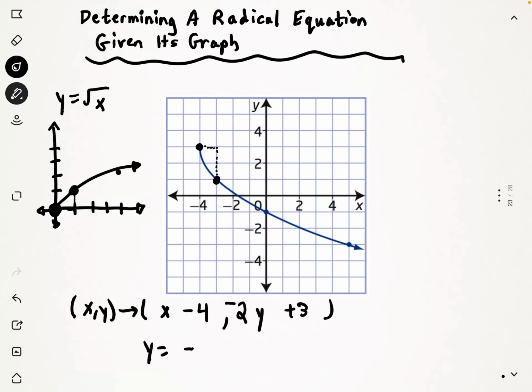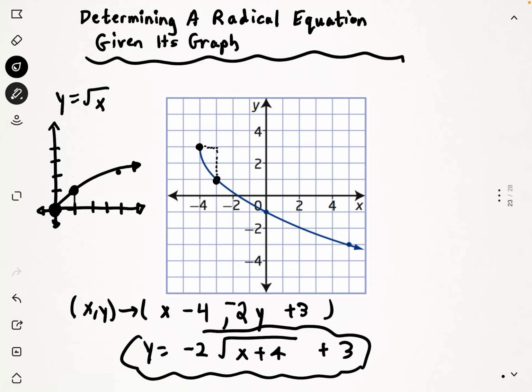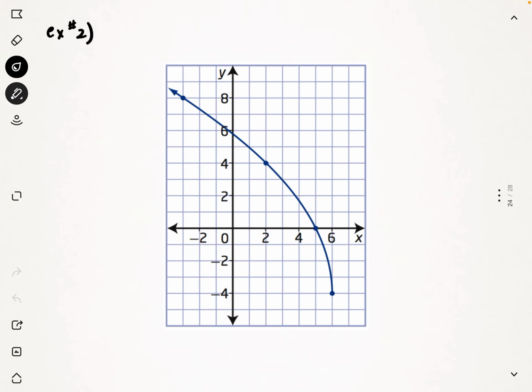Once you have your mapping notation done, you can make your equation. It's going to look something like this right here. And you can check your work by putting this into Desmos and seeing if you get the graph which is given to you in the center right here. That's example 1. We're going to do a second example of this.